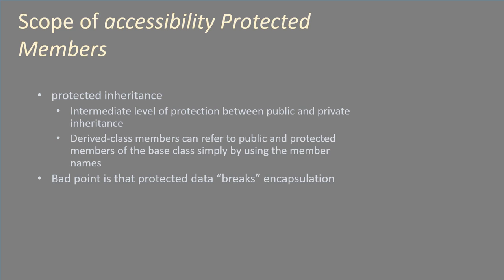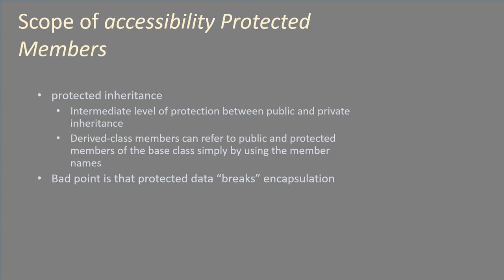Scope of accessibility: protected members, protected inheritance, an intermediate level of protection between public and private. Derived class members can refer to public and protected members of the base class simply by using the member names. The point is that protected data breaks encapsulation. So with encapsulation we have no access or access.